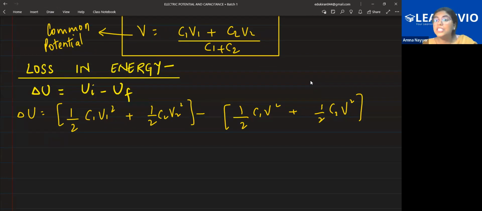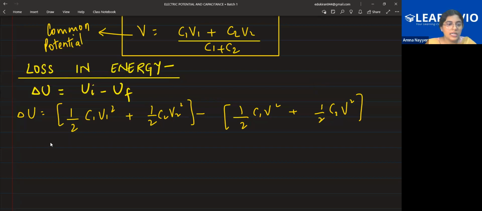Now, what was that initial energy? First, the initial energy of both the capacitors. The first capacitor was half C1V1 square. The second capacitor was half C2V2 square. But then once they were combined, the final energy had the same potential, because now the conduction is done and the capacitors have reached the same potential. So half C1V square plus half C2V square. Now this is the loss in energy.